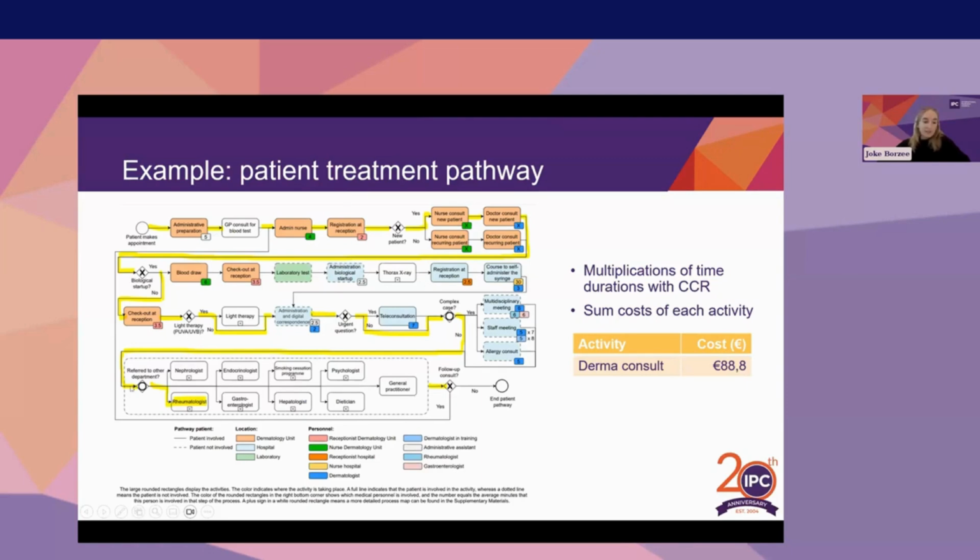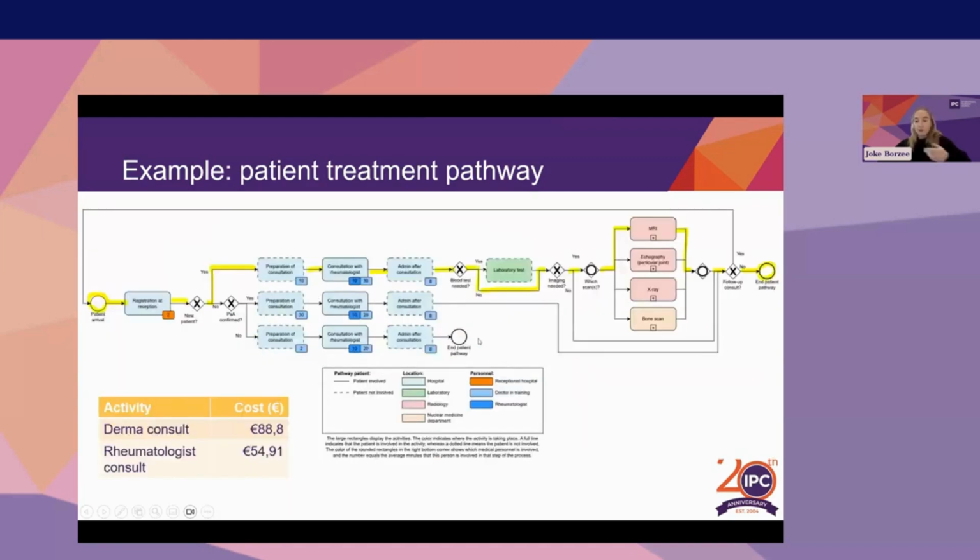But we also see, for instance, here that the patient is referred to a rheumatologist. So then we also look at a process map over there to see what path the patient took there or what steps were performed in the pathway. And then we can, again, using the same methodology, by multiplying time estimates with the capacity cost rate, get to a total cost of, in this case, 54.91 euros. And that's actually how we calculate this cost for all the patients.